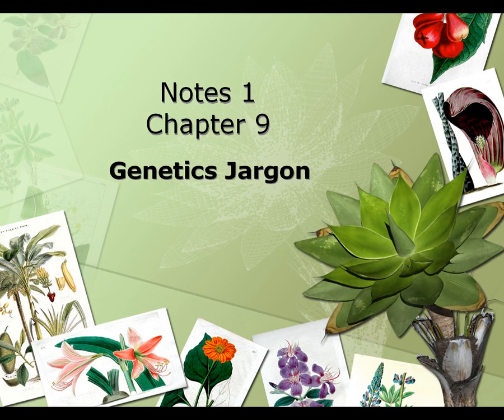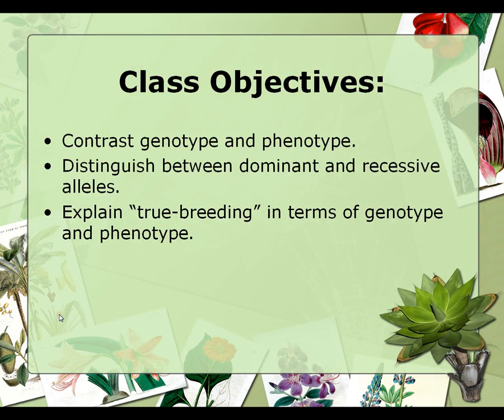These are the notes for Chapter 9. This is the first set of notes, which will go over some of the genetics vocabulary you will need for the rest of the chapter. Through this presentation, you will be able to identify the genotype and phenotype, distinguish between dominant and recessive alleles, and explain the idea of true breeding in terms of genotype and phenotype.